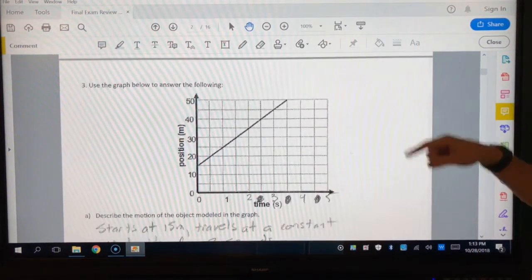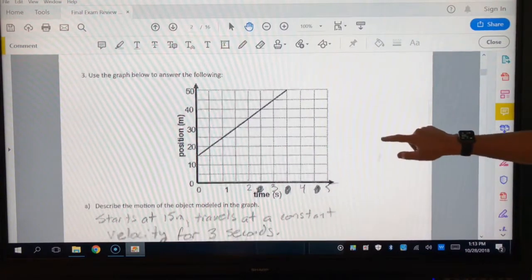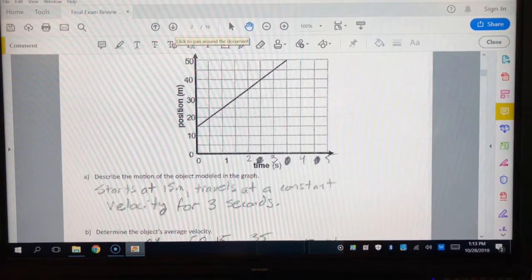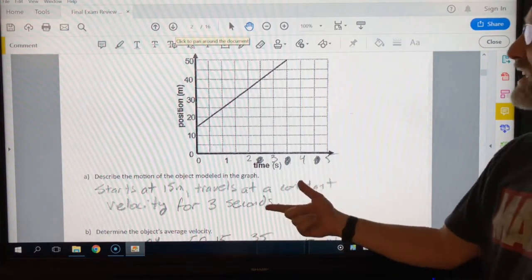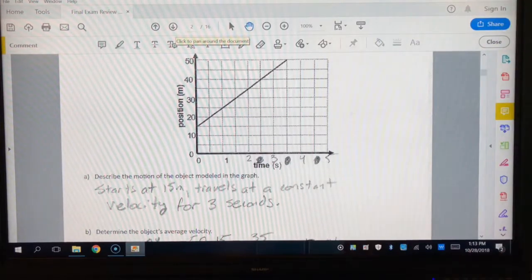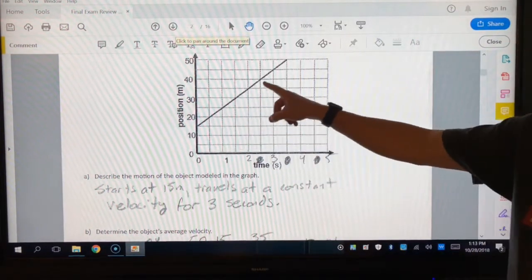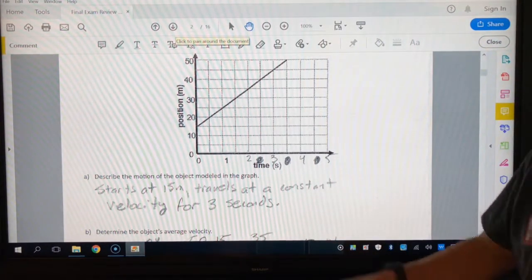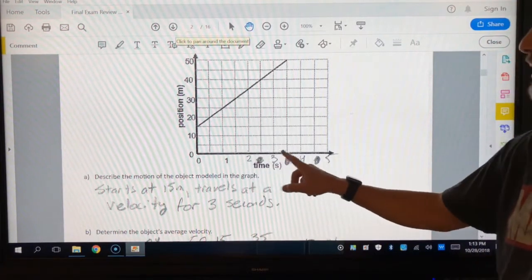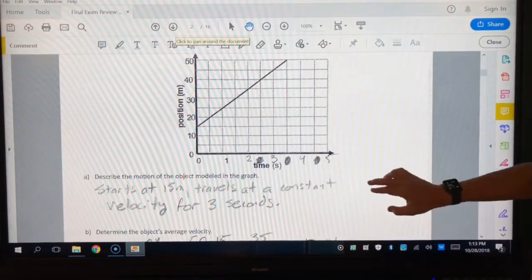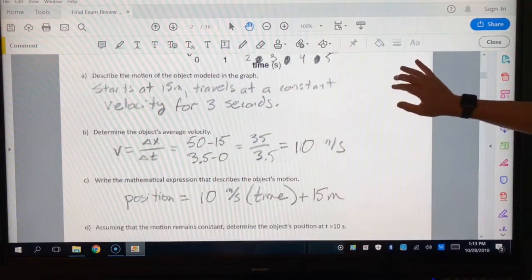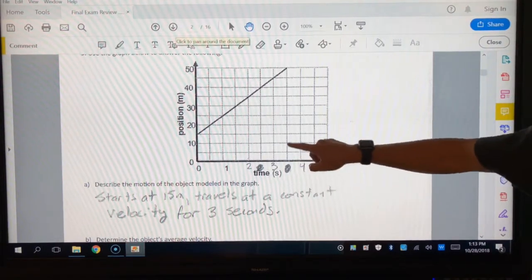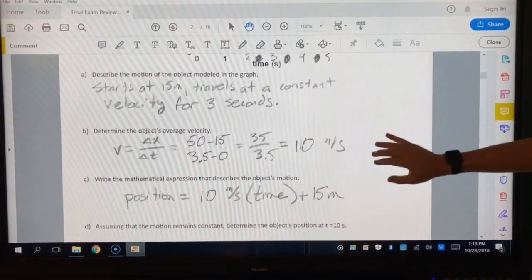They want us to use a graph now to answer some questions. Your graph has been fixed so that the numbers should line up really well. They want us to describe the motion, so we just say it starts at 15 meters, so always where it starts. What it travels, so we're going to say that it travels at a constant velocity, and it does that for about 3 seconds. Actually, it does it for about 3.5 seconds. When you look at the graph, you'll notice that it travels for 3.5 seconds.